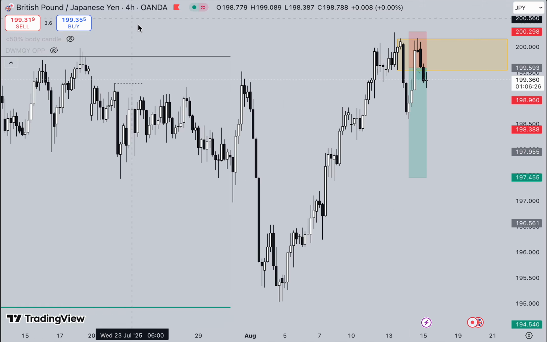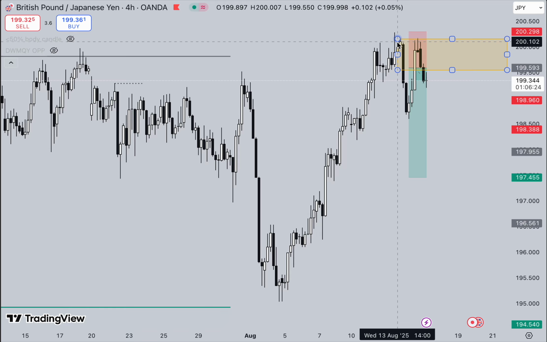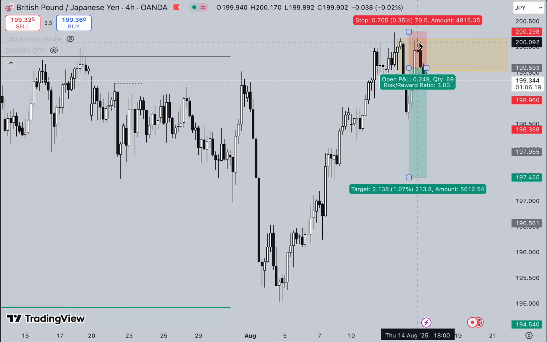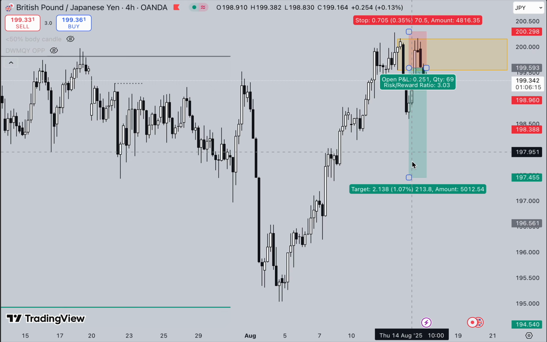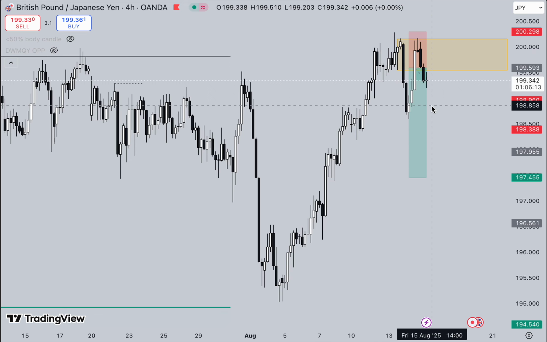So once liquidity was grabbed, I anticipated that retracement, and then I saw, okay, bears have stepped in from here. I anticipated that pullback, right? So bears stepped in, and then on the retracement I wanted lower prices, but it didn't go the way we planned.